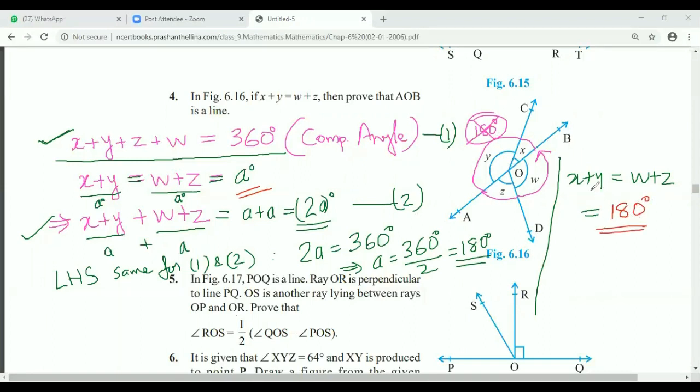So we can find X and Y, and W and Z, are supplementary, or supplement each other. So I can conclude that this AOB is a straight line. AOB is a straight line. That's why it is a straight line. That is the conclusion. Okay.